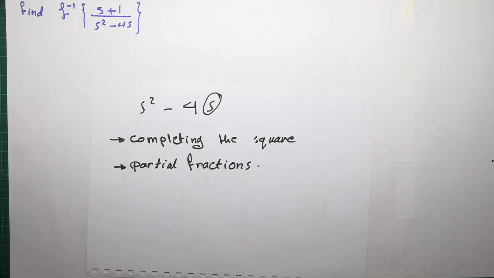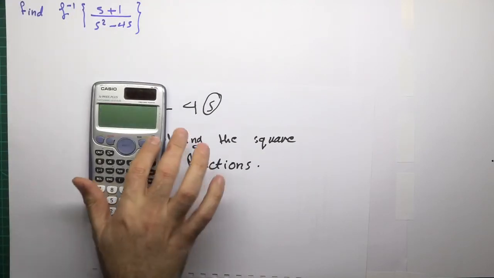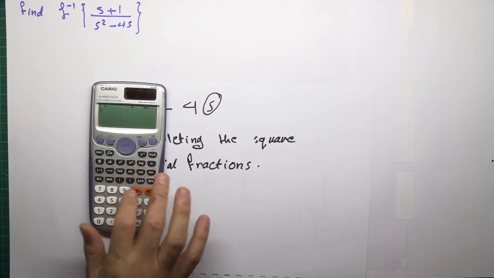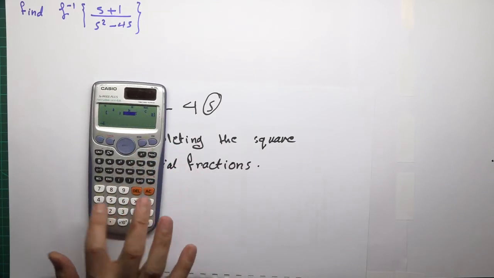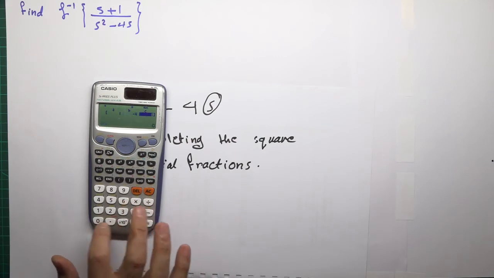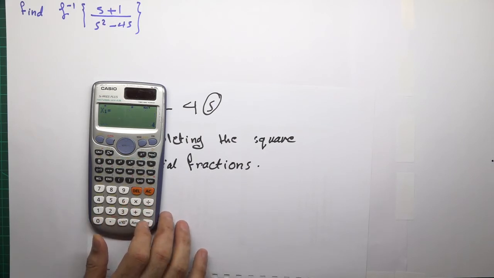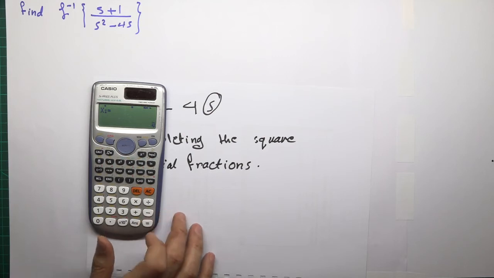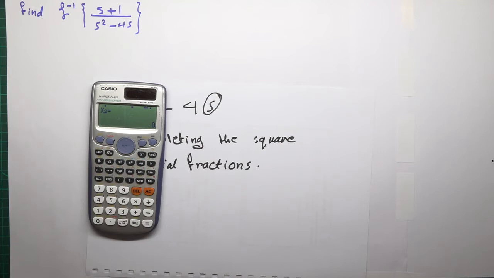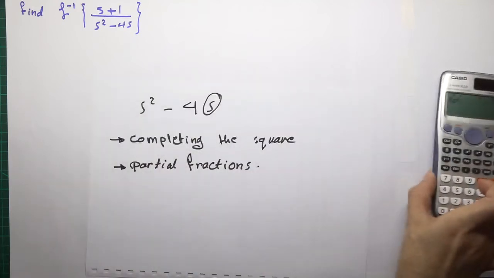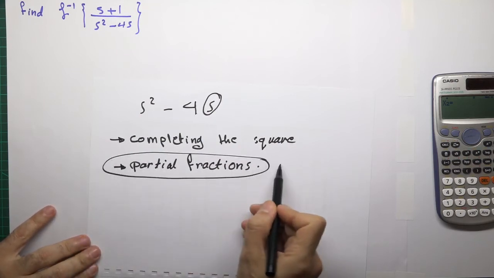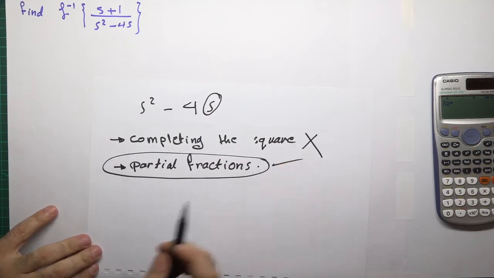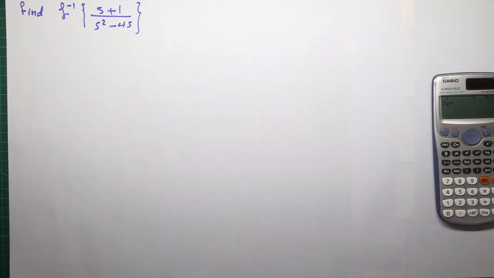So of course simply you can test this denominator using your calculator. As you observe, we have two real roots, 4 and 0, so we can factor this denominator. Since we can factor the denominator, we will go straight forward to partial fractions, not completing the square.